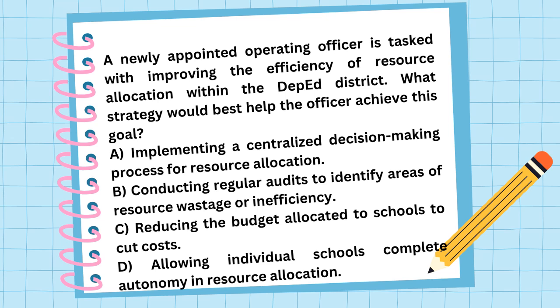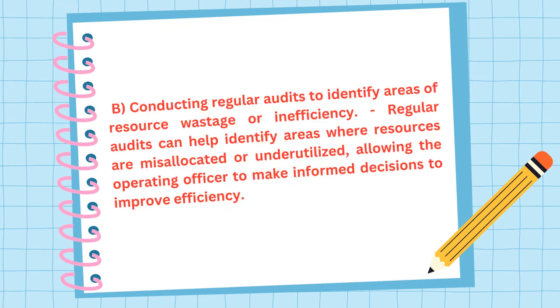Time is up. Yes, the correct answer is letter B. Conducting regular audits to identify areas of resource wastage or inefficiency. Regular audits can help identify areas where resources are misallocated or underutilized, allowing the operating officer to make informed decisions to improve efficiency.